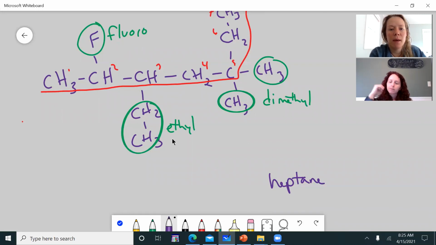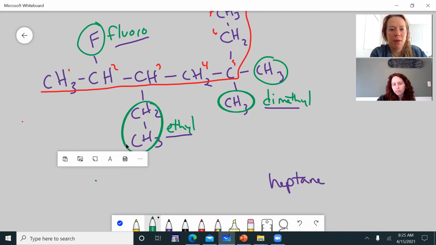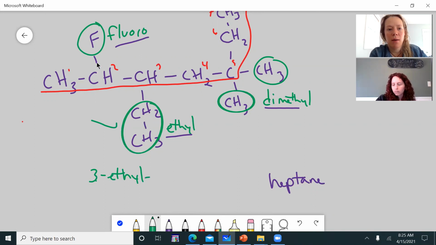So list them in alphabetical order. I've got ethyl, fluoro, and dimethyl. And we'll go with the methyl, not the di. So I'm gonna put the ethyl and it's on the 3. So 3-ethyl. Okay, that takes care of this accessory. I need to do the fluoro, dash, it's on the 2, so 2-fluoro. It takes care of this accessory.